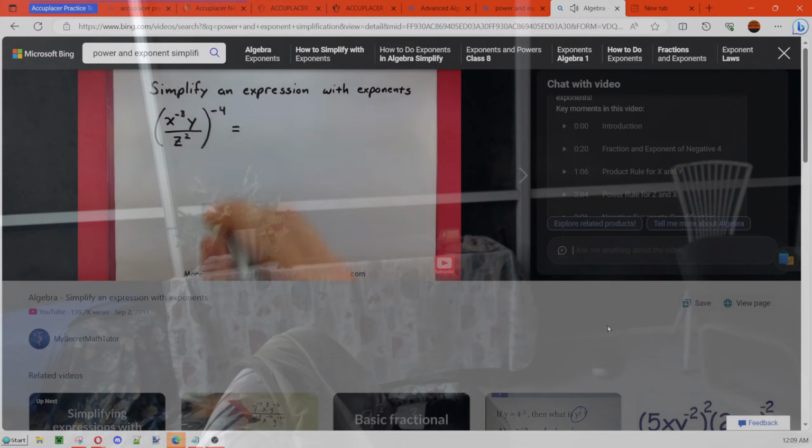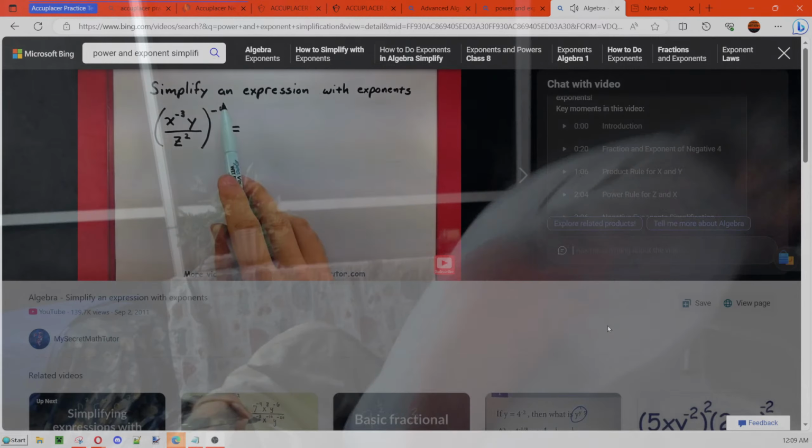Alright, the first rule I'm going to use has to deal with this fraction and the exponent of negative 4. If you have a fraction raised to a power, you can give that power to the top of the fraction and to the bottom.